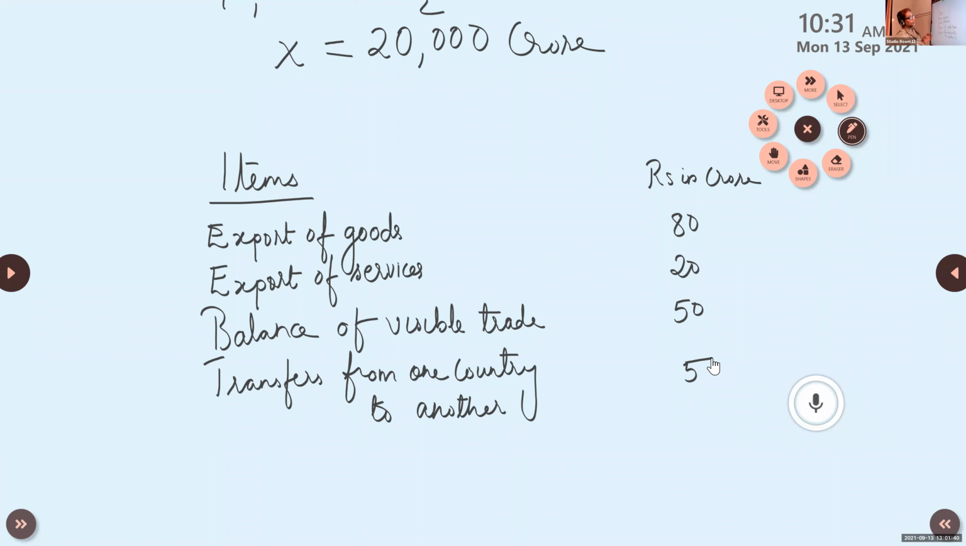Now here, just see what is asked. The question is to find the current account balance. Now just think about what all will come under current account balance. What all should be taken? How do we get the current account balance? What all things are included?